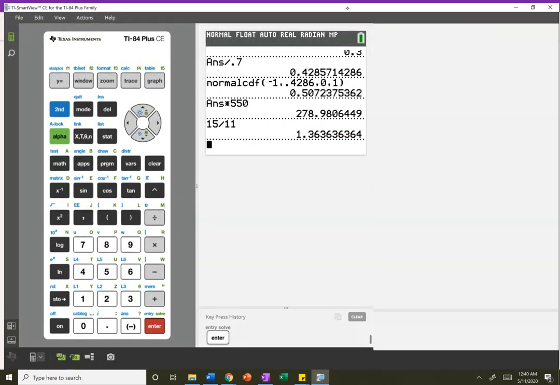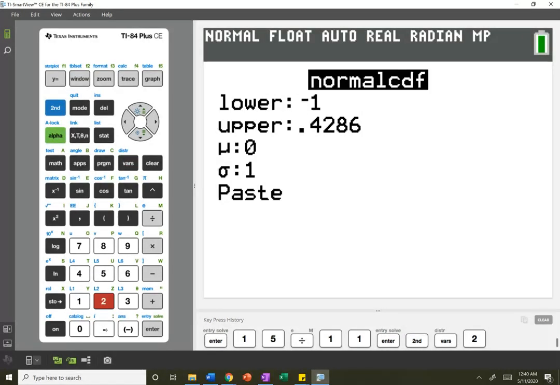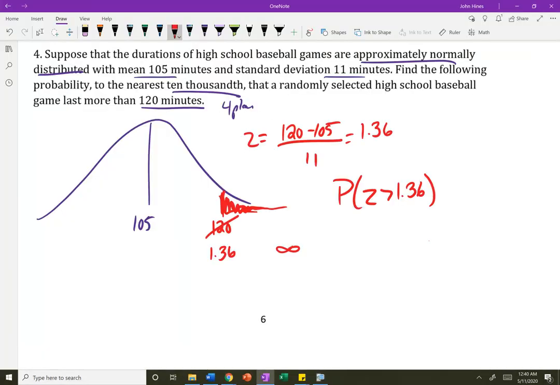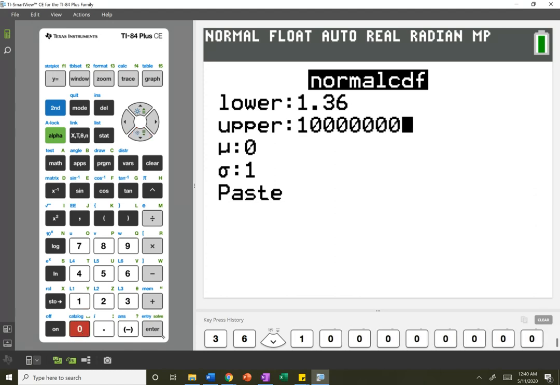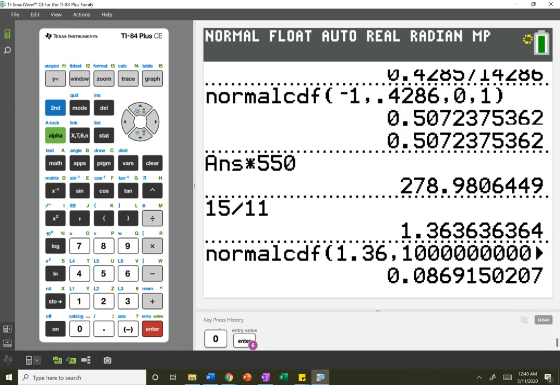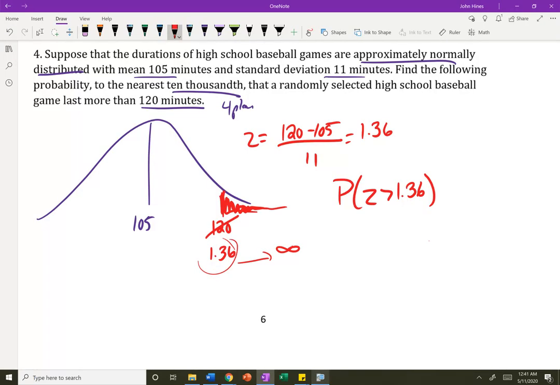Well, here we go. I'm going to do second distributions, normal CDF. My low, look at your picture. How far to the left do I go? Well, I start at 1.36 and I go to infinity. 1.36 all the way to a really, really big number. That's big enough. Four places, 0.0869, or about 8.69%. There's about an 8.69% chance that a high school baseball game lasts more than 120 minutes.